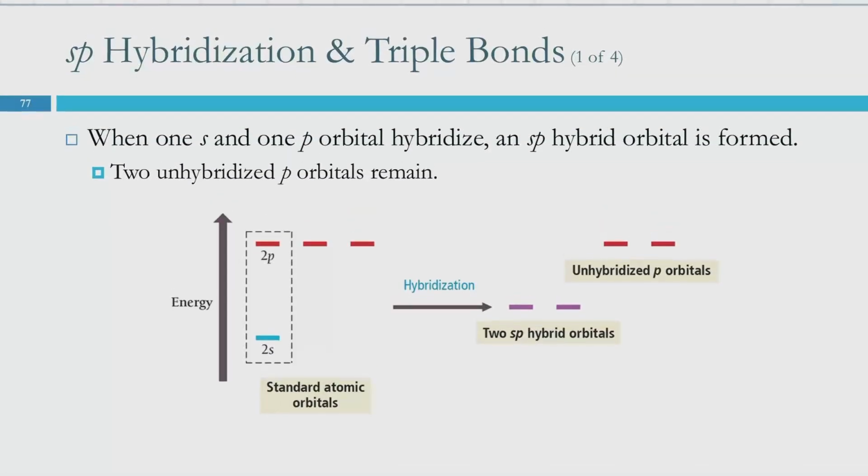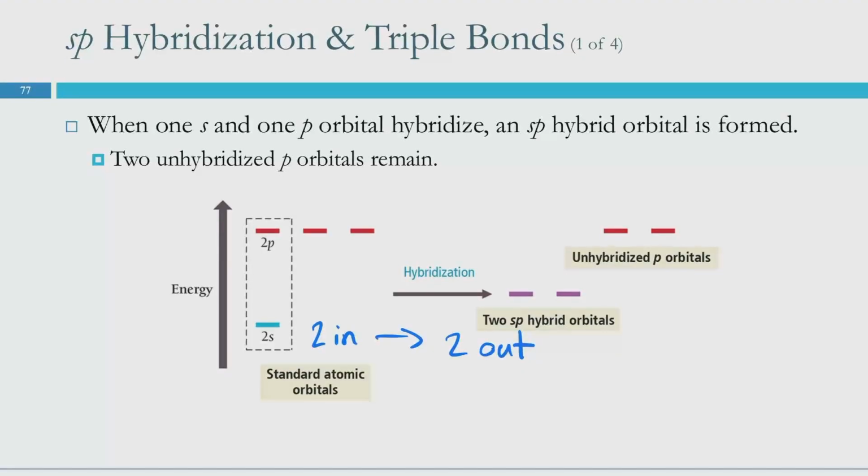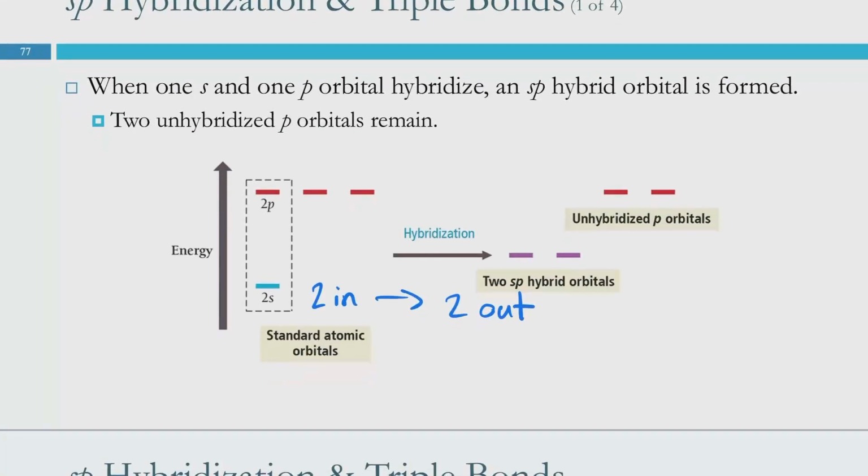Another hybridization scheme that we can have is if we just blend together one s and one p, that's two orbitals. Our sp hybrid orbital is formed. Since we put in two orbitals, we get out two orbitals. And then the leftovers are the unhybridized p orbitals. Two of the p orbitals are just staying as regular p orbitals. They're not blended, they're the shapes that we normally expect them to be, that peanut or dumbbell shape.